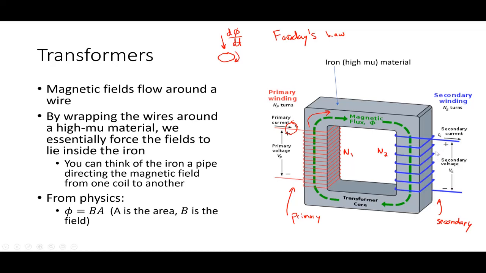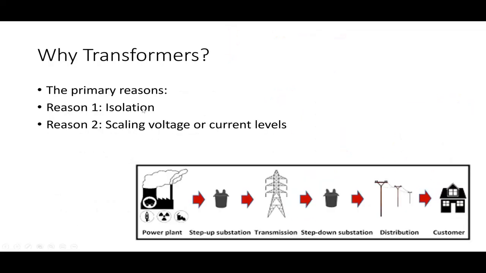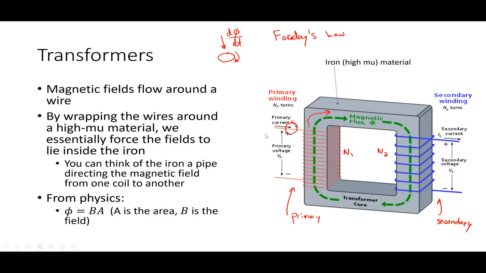So this is a way of creating what we call isolation. One reason we use transformers is to isolate voltages. In other words, I can have one circuit over here causing something to happen somewhere else, just like a radio station concept, where I have a sender and a receiver, and they never touch each other. So it's often useful for isolation.